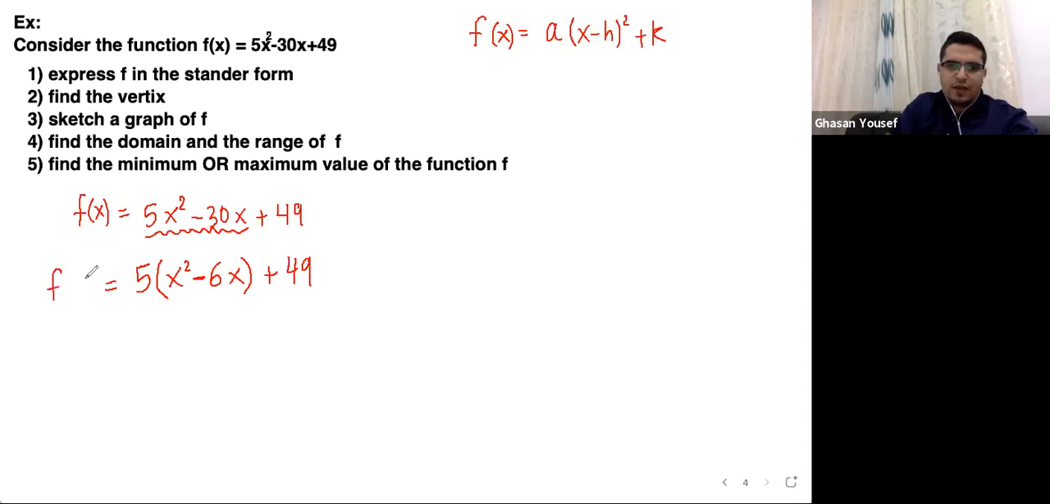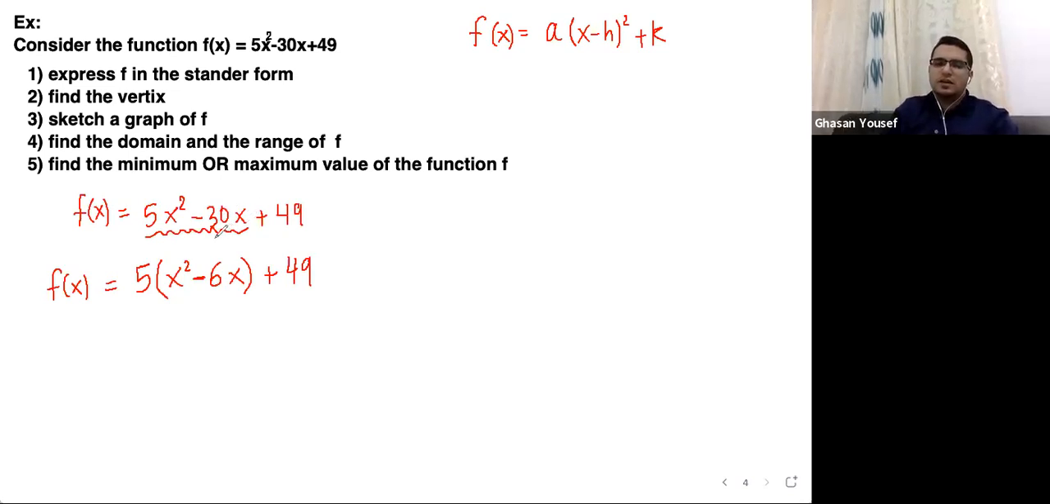So the first step, we have to take the first 2 terms, the terms that have the x variable, then we should factor out the number in front of x squared. Why? Because we need to make the coefficient of x squared equal 1. Look now, the coefficient of x squared is 1.